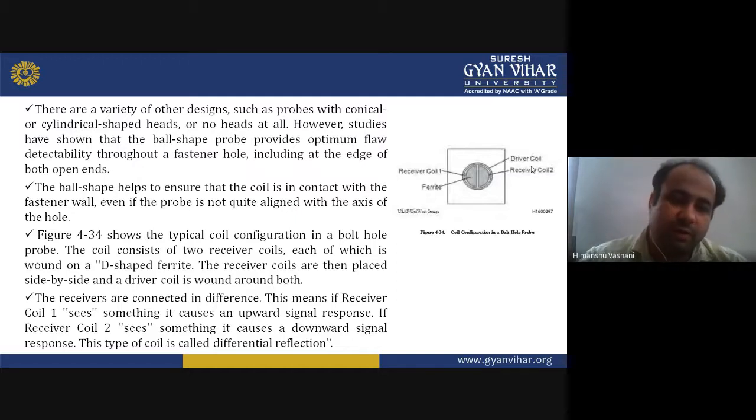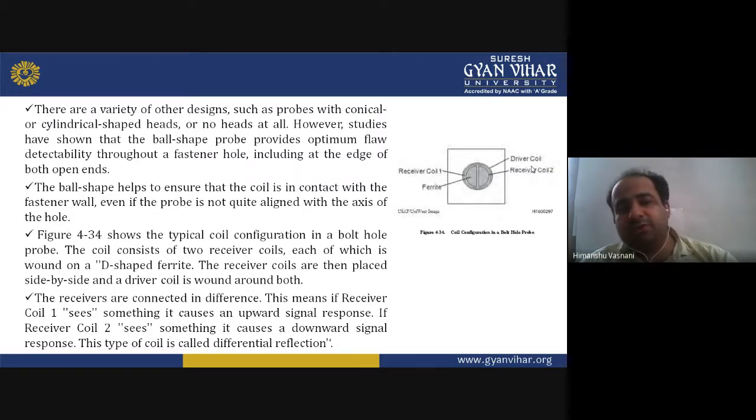both open ends. This is a very interesting thing, that this ball shaped probe is giving you good detectability. So the ball shaped probe is giving you optimum flaw detectability for the fastener hole, including the edges of both open ends. The ball shape helps to ensure that the coil is in contact with the fastener wall, even if the probe is not quite aligned with the axis of the hole.